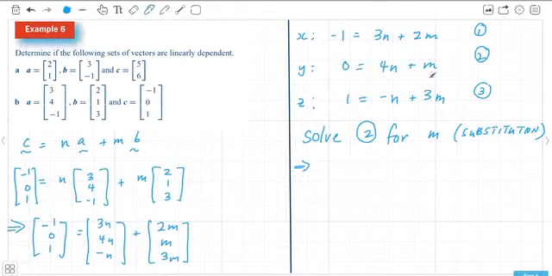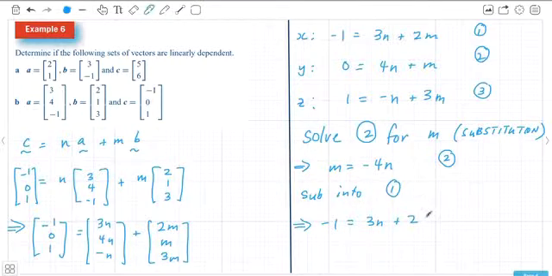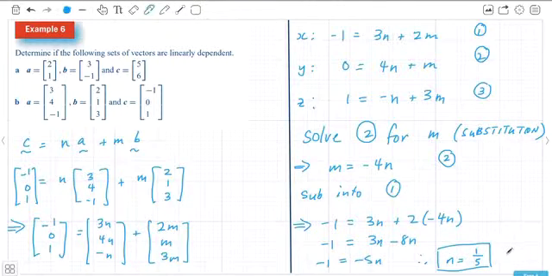So I've got m equals -4n from 2. That's just been solved for m. And what we're going to do then is sub into either one really, it doesn't matter. I'll sub into the first one, into 1. So we're going to have -1 equals 3n plus 2 times m, which is -4n. -1 equals 3n minus 8n. -1 equals, this is -5n. So therefore n equals 1/5. And that is an element of the reals as required.